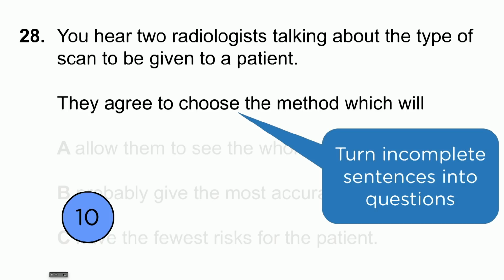This one says, let's read the context sentence. It says, you hear 2 radiologists talking about the type of scan to be given to a patient. They agree to choose the method which will. What you need to try to do is, in the reading of the question time, turn this sentence into a question for yourself. Try to read this and turn this into a question of what you would listen for.